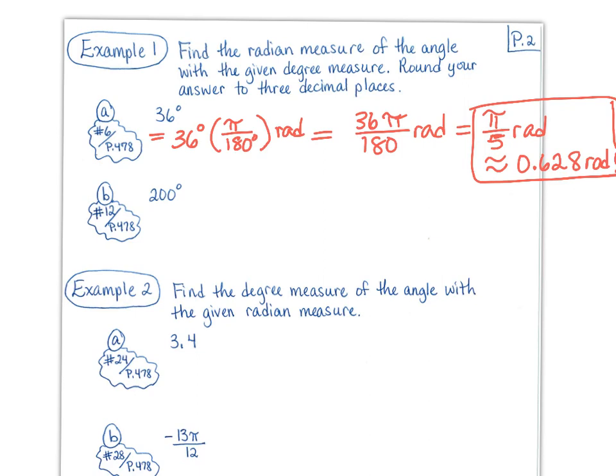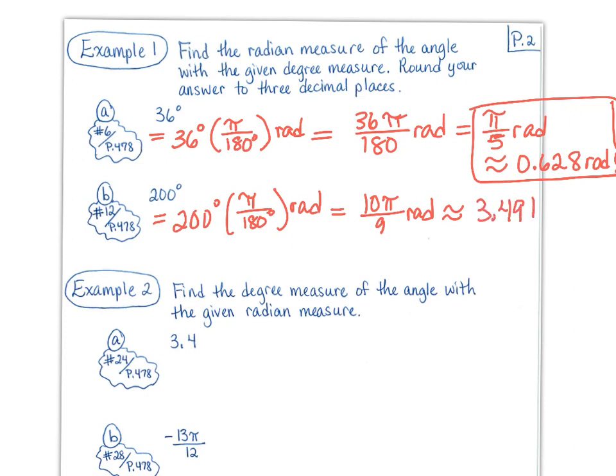Convert 200 degrees to radians and round your answer to 3 decimal places. 200 degrees times pi over 180. What do you get? Before you provide a decimal, what do you get? 10 pi over 9. Good, you get 10 pi over 9 radians. Very good, or 3.491. You got it. Good, 3.491.